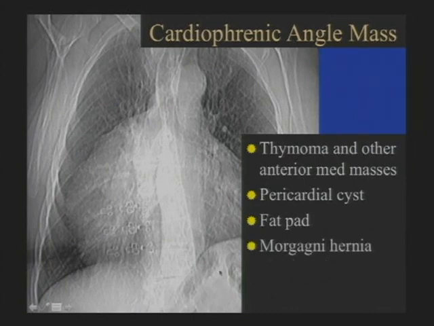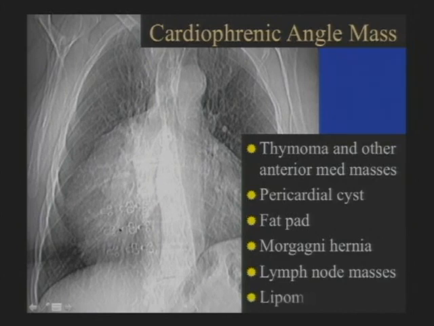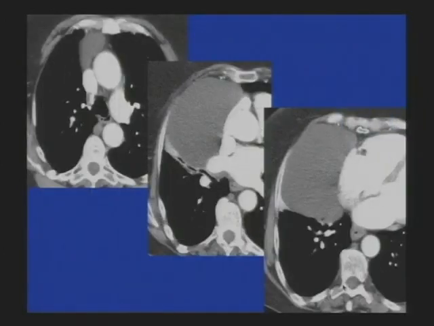Hernias protruding through the foramen of Morgagni, which occur right here. That's where the foramen of Morgagni is. And if you have a big one, you can see fat and organs protruding through there and producing a cardiophrenic angle mass. Lymph node masses from lymphoma, from some tumors that spread in the abdomen, particularly the tumors that spread via peritoneal spread and protrude through that foramen of Morgagni like ovarian cancer. And then lipoma. So this is sort of a classic differential of a pericardiophrenic angle mass.